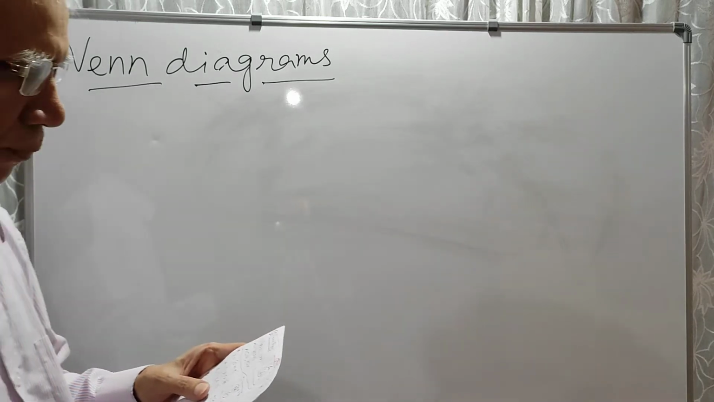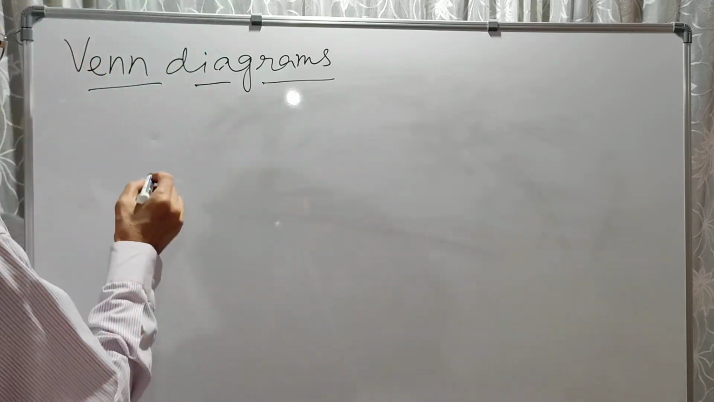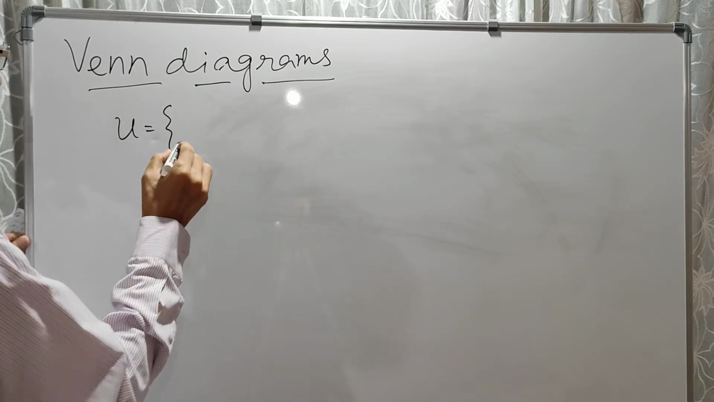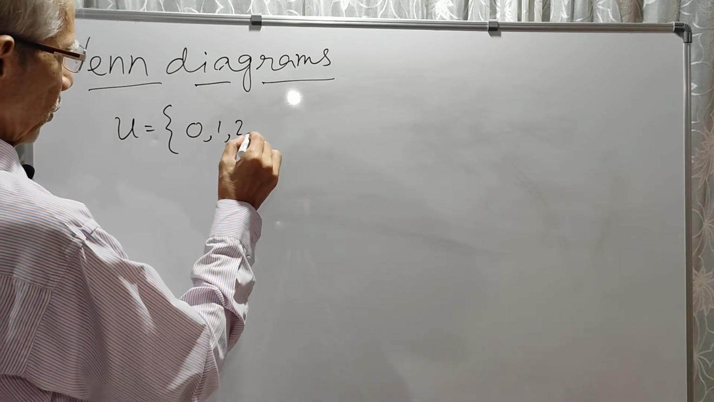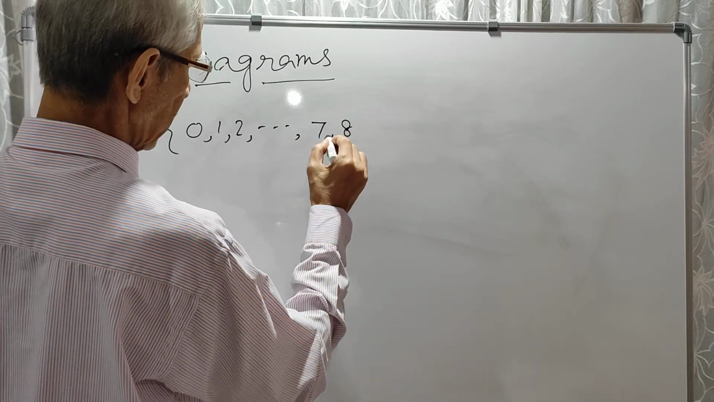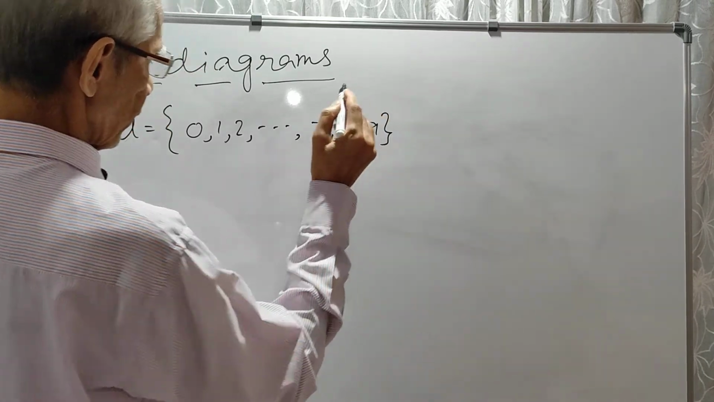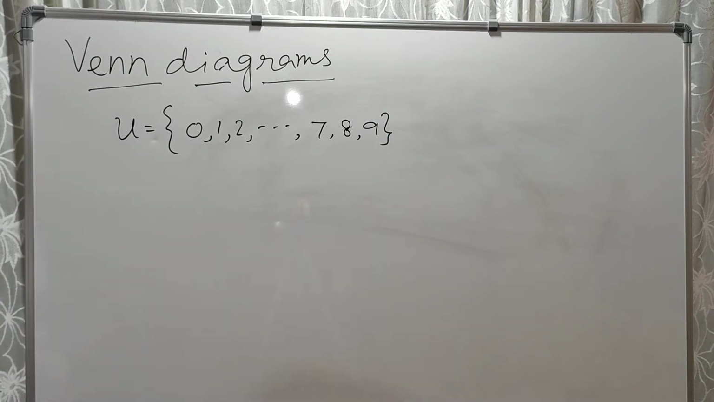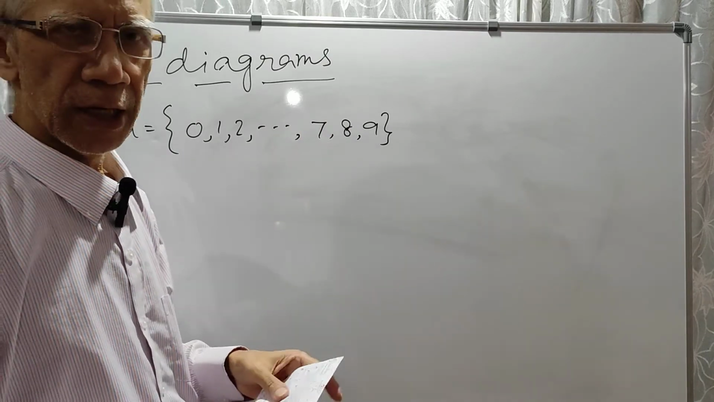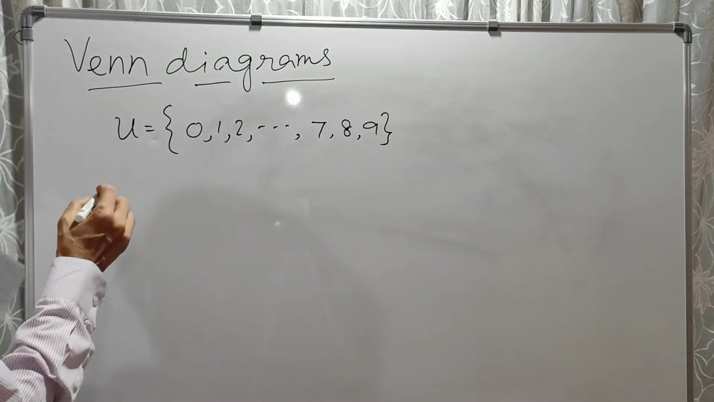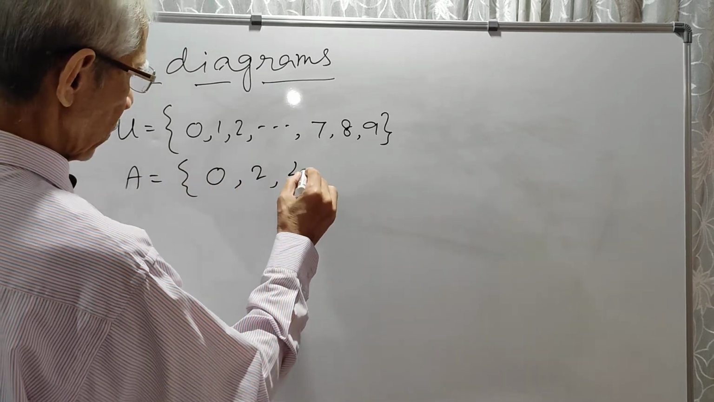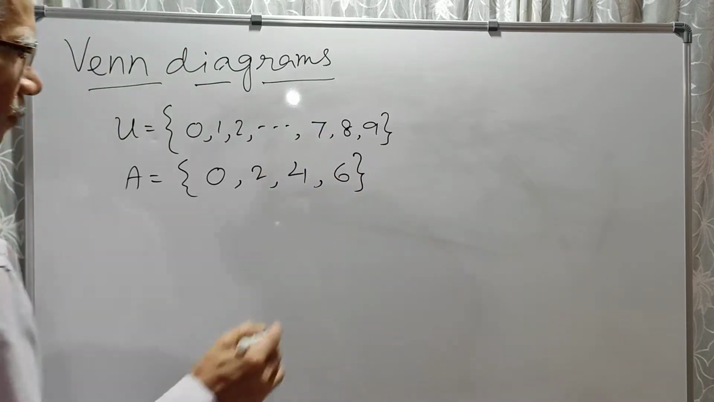Venn diagrams. Okay. Now suppose this is a universal set, a set of the digits 0, 1, 2, and so on up to 7, 8, 9. This is the set of digits 0 to 9, the set of 10 digits in the decimal system, isn't it? And suppose this is a set: 0, 2, 4, 6.